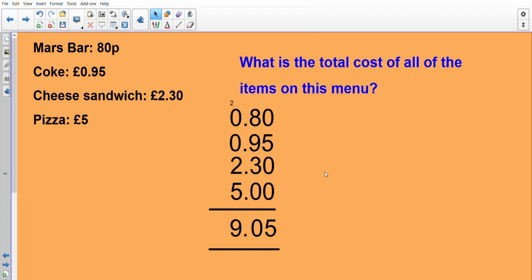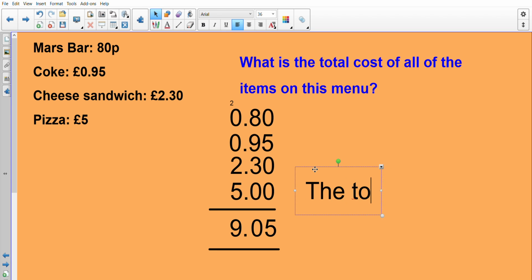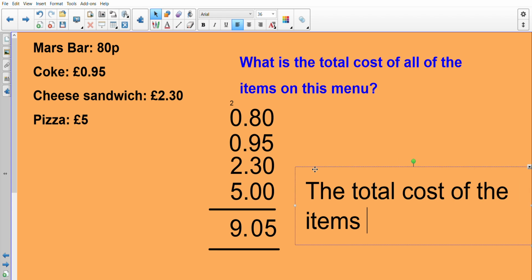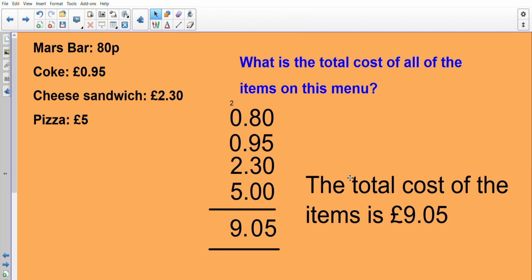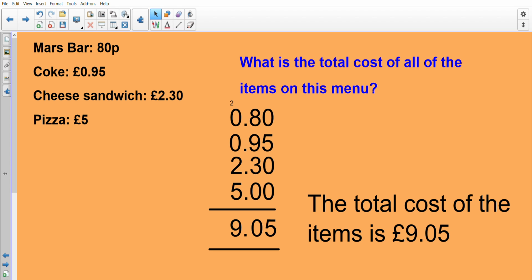Okay, because it's a word problem, I'd like you to just go back to the question and think about how it was worded. What is the total cost of all the items on this menu? So let's put our answer as a sentence. The total cost of the items is, and we need a pound sign, £9 and 5 pence. Okay, so that's how we do it. We show our working out and we put our final answer as a sentence, make it nice and clear.